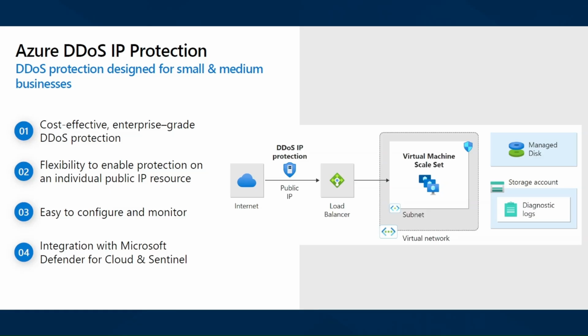That way it is a lower cost per-IP paid SKU designed for individual workloads. It's ideal if you don't require a full network plan, but you need advanced layer 3 and layer 4 mitigation and attack metrics. So it gives you an additional option that is easy to configure and monitor, and you enable it only where it's required. So that's the difference between these two protections.